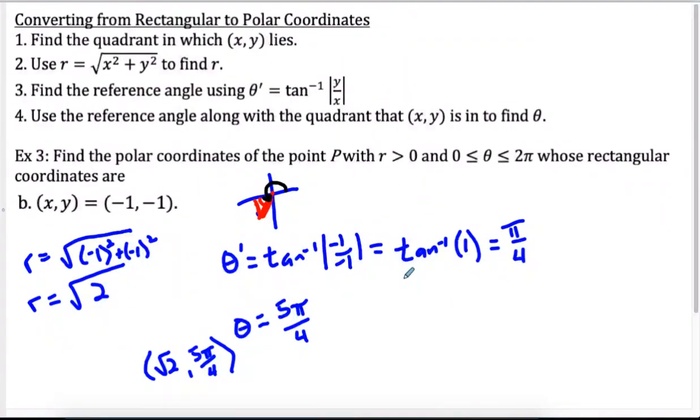All right, so again, whenever we're taking the inverse tangent and using the absolute value, that's just going to give us the reference angle. So we still need to think about what quadrant we're in and how much I would need to add or subtract to that reference angle to get the total angle.